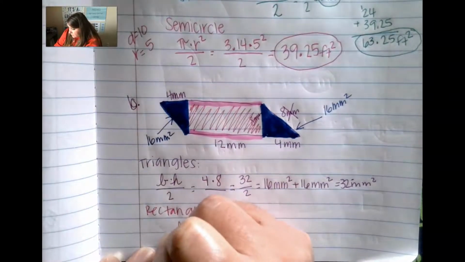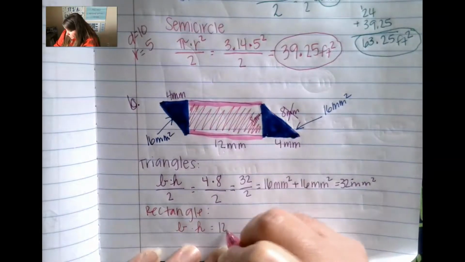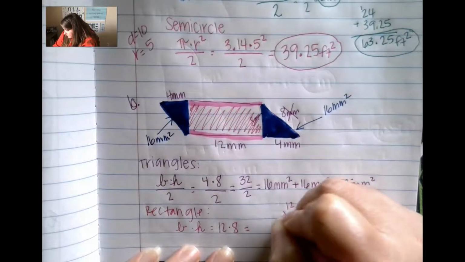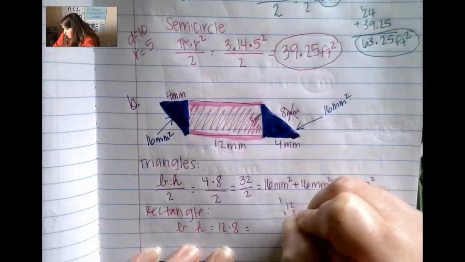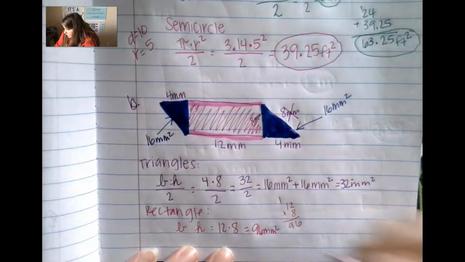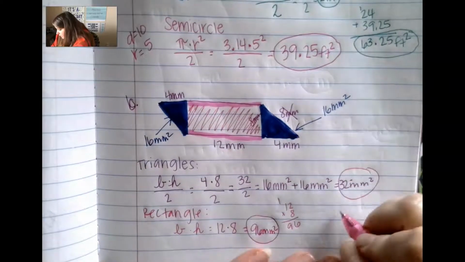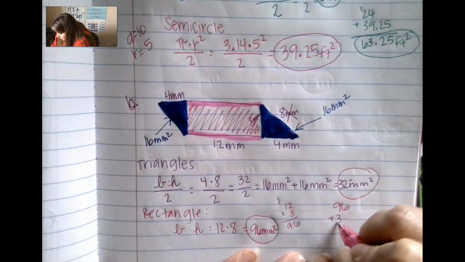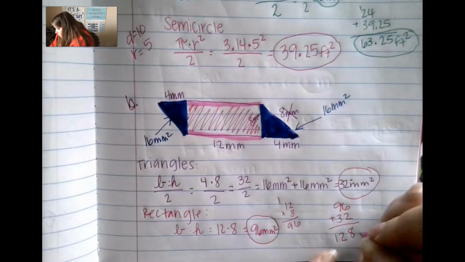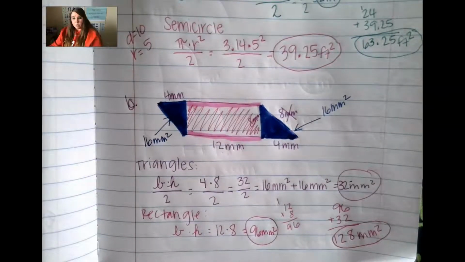So we have base times height, and that's going to equal 12 times 8. 12 times 8 is 16, carry the 1, 96 millimeters squared. Now we are ready to add 96 and 32 for a total of 128 millimeters squared. That is the total area.